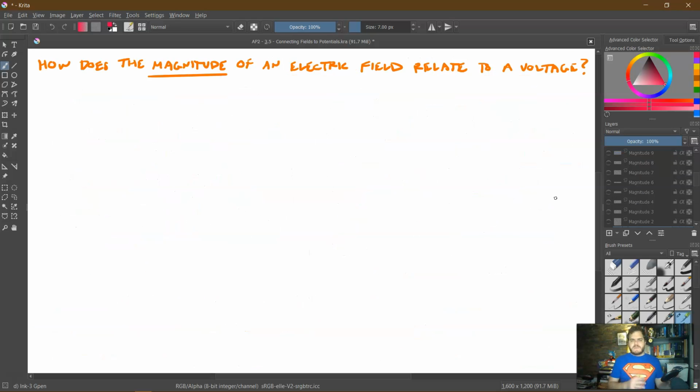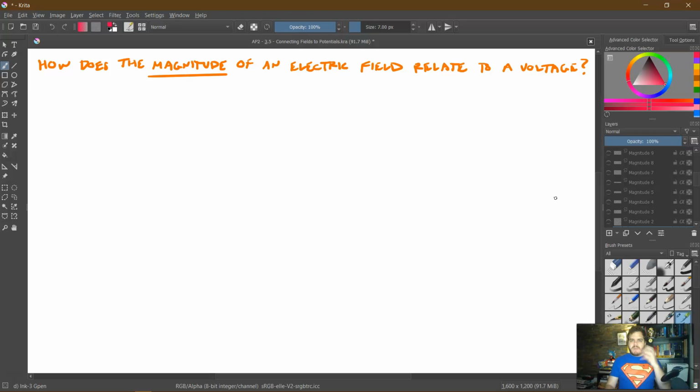So the previous page was talking about how we can compare the directions of electric field lines and equipotential lines, which is that they are always perpendicular, and electric field lines always go in the direction of decreasing electric potential. But how can we compare their magnitudes? How do I know how big one is compared to the other? Alright, so let's go ahead and start thinking about that now.